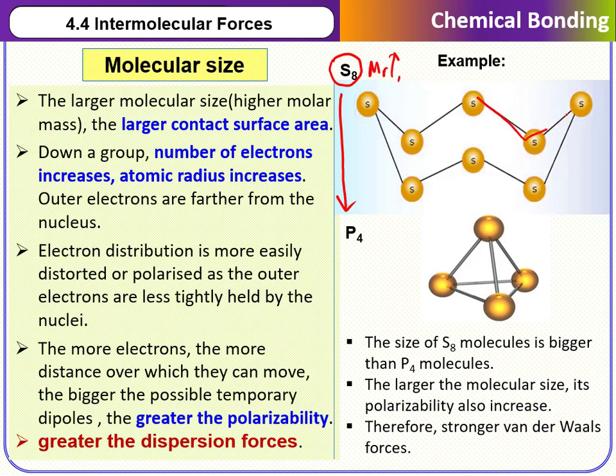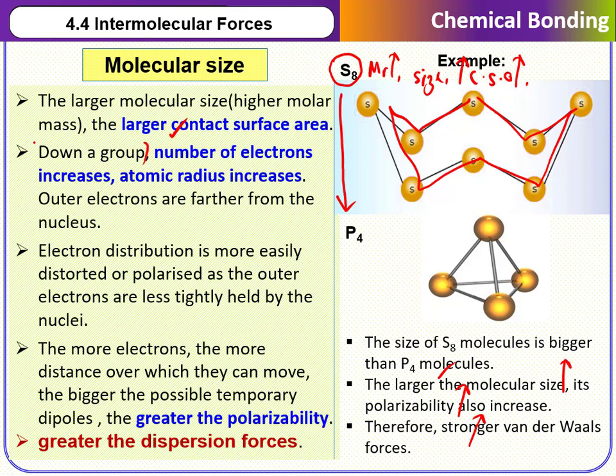Bigger size is like a crown here, right? Okay, bigger size, bigger contact surface area. So the size of S8 molecules is bigger than P4 molecules. The larger the molecular size, the polarizability becomes greater. Consequently, the van der Waals forces will become stronger. Let us look at the point. Larger molecular size having higher molar mass. Right, okay. Then, how about the contact surface area? Of course, there is a larger contact surface area.